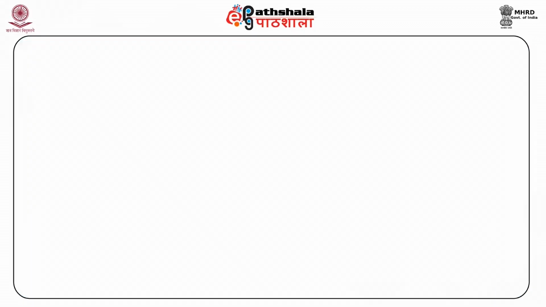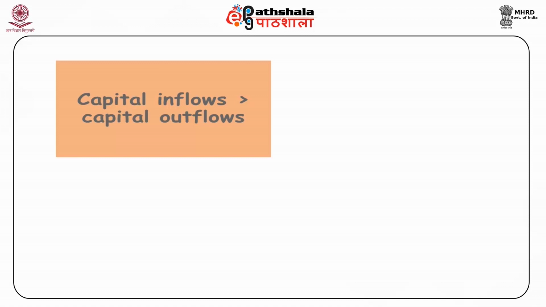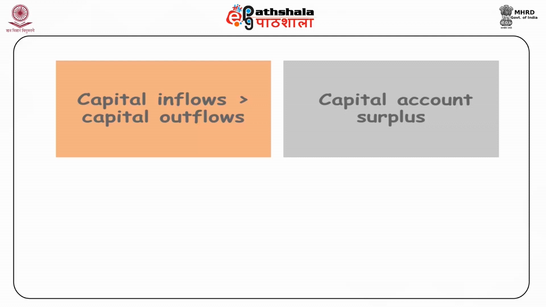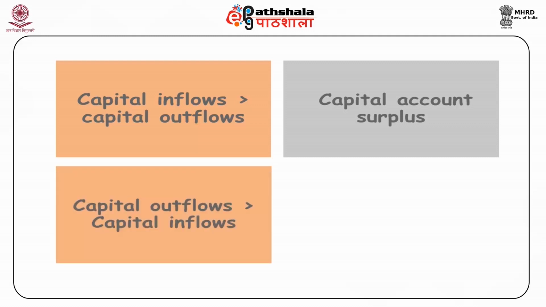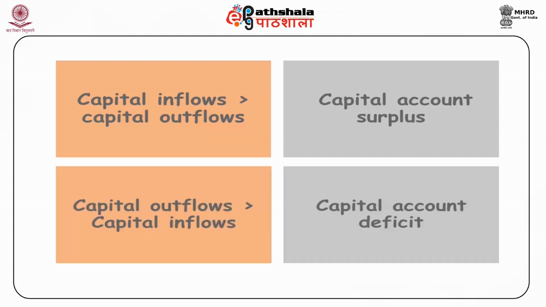Typically, investment by foreign firms in a country's production sector involves longer-term capital inflows that are not likely to be withdrawn as fast as the investment in the financial sector. When capital inflows exceed capital outflows, the country has a capital account surplus. In the reverse case, when outflows exceed inflows, it has a capital account deficit.